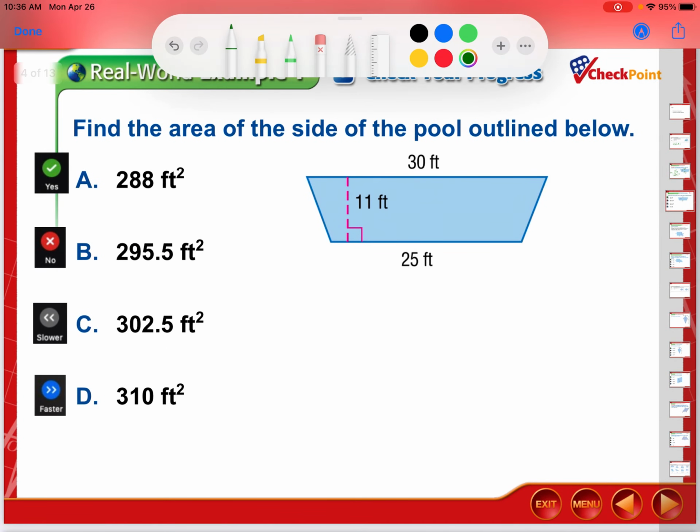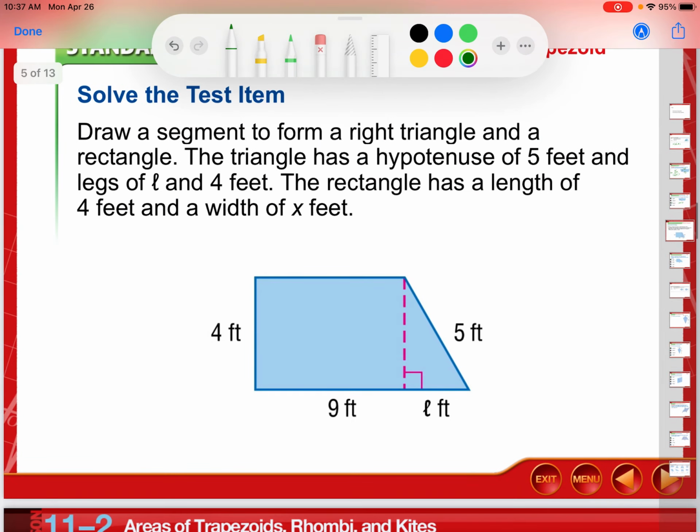You'd give this one a go on your own, but since this is a video, I will do it quickly for you. So 1/2 times our height, which is 11, times the sum of our bases, which is 55. Then we punch that in the old calculator. 11 times 55 equals, divided by 2 equals 302.5. Woo woo. See. Continuing on.